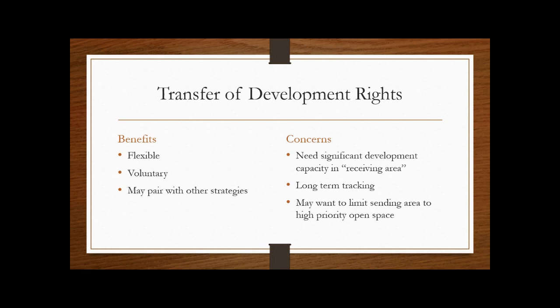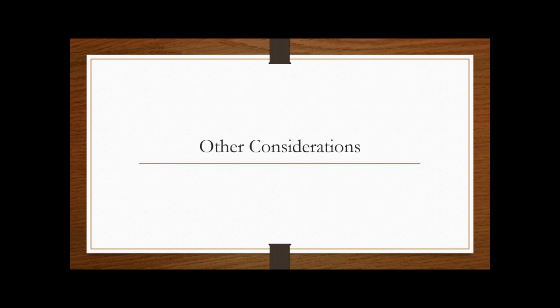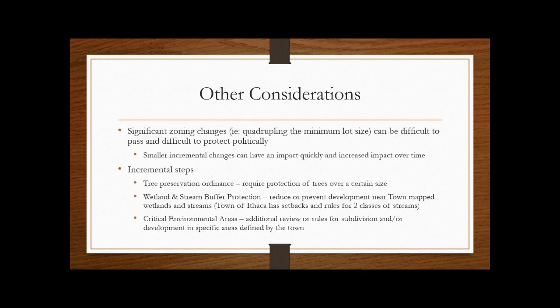All right, so we've gotten through most of the large scale zoning things, but there's some other considerations. Doing these big zoning changes, rewriting your zoning, doing something like quadrupling the minimum lot size can be difficult to pass. It can take a long time. It can be difficult to protect politically. I think Joel mentioned in the past, sometimes you make a big change, you have the political will to do it at one point, but that incenses a group that then takes over power and throws it out immediately.